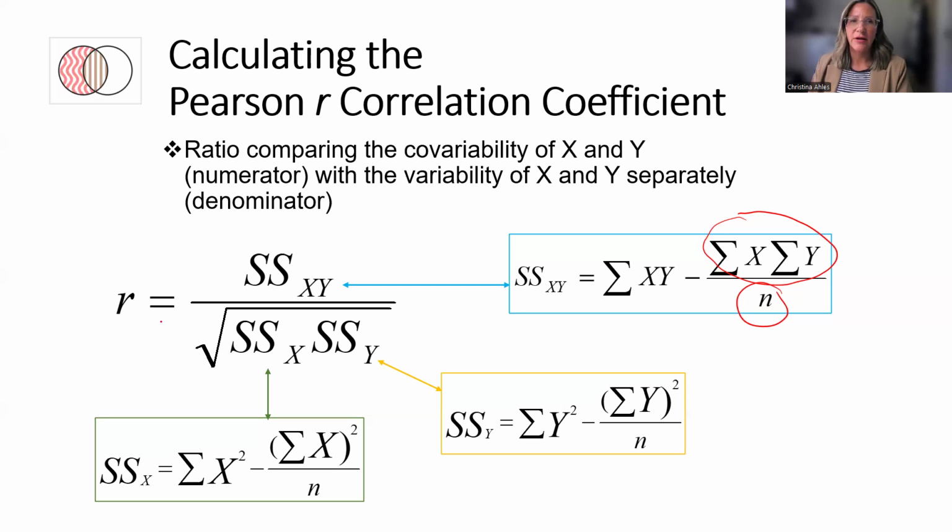So then in the denominator, the R obtained is the sums of square of the product, and then the sums of square for the X variable times the sums of square of the Y variable, and the square root of that product. So we're going to look at how that works.